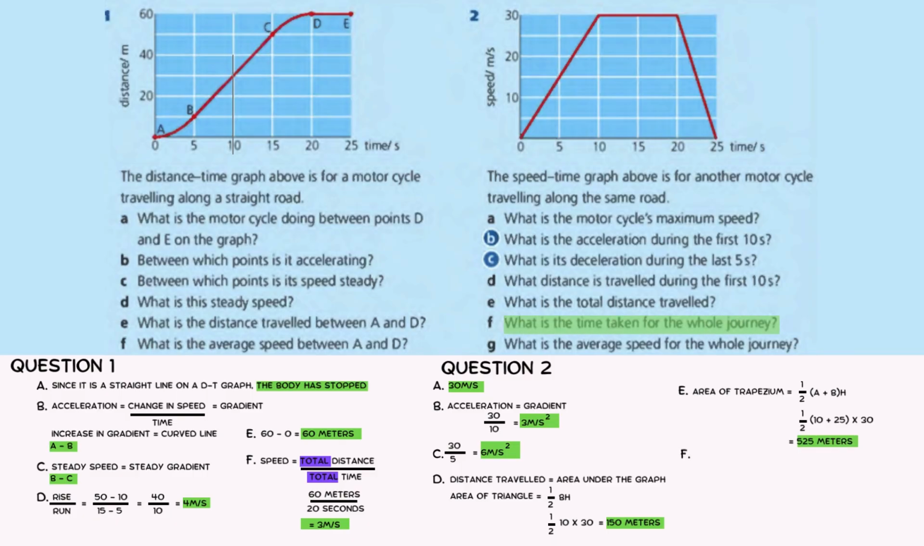For part F, the total time is the furthest time on the graph, which is 25 seconds. Finally, the average speed, using the DST triangle, is the total distance over the total time taken, which is equal to 21 meters per second.